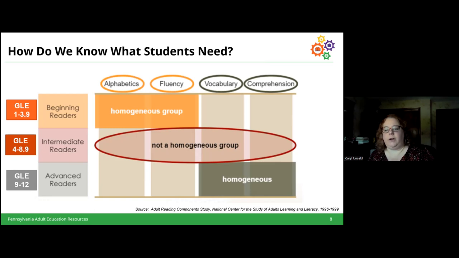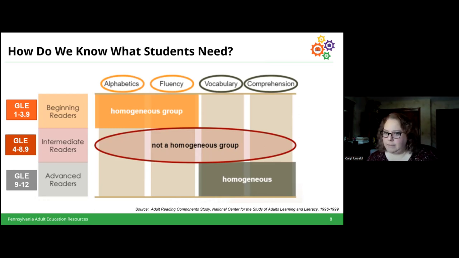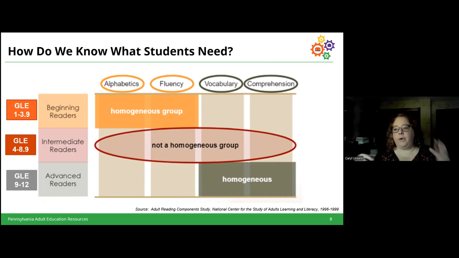And the same would be true of your 9th through 12th grade level students. Those students have a good enough understanding of alphabetics and fluency. Their skills are such that you really don't need to focus on that, and you can really focus on building their vocabulary. That's going to get them the biggest bang for their buck. And focus on working on the skills of comprehension. How do I find the main idea? How do I give you key details? How do I tell you what the author's purpose is? Focusing on building those skills, those comprehension pieces, will give you the biggest bang for your buck.